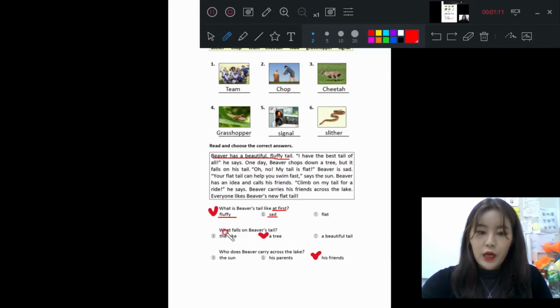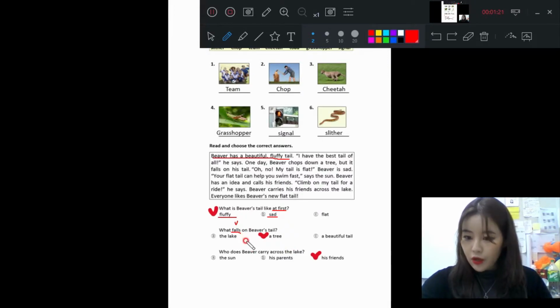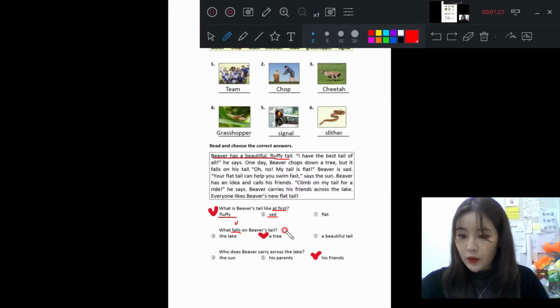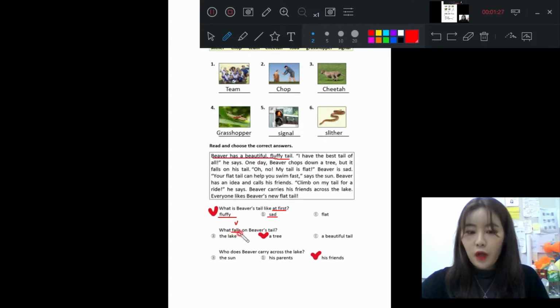Second question. What falls on beaver's tail? Falls. What does that mean? It's a verb here, right? When it comes to verb, the meaning of this word is 떨어지다. If it's a noun, it was 가을, right? So 무엇이 falls on the beaver's tail? What was it? The lake? 호수? No. The beautiful tail? No, again. So the answer will be a tree.